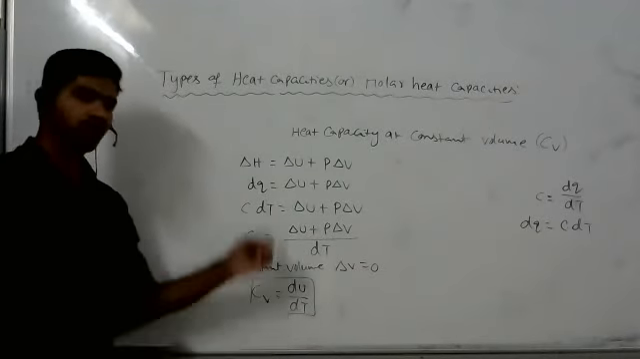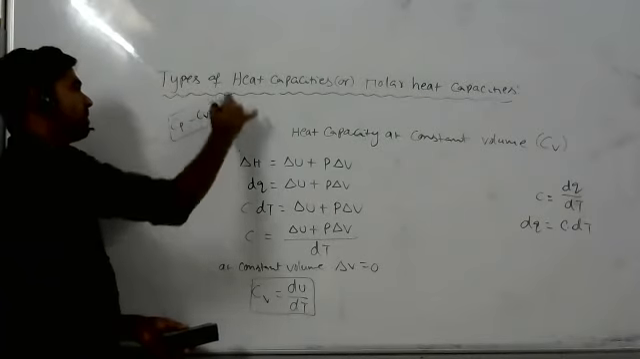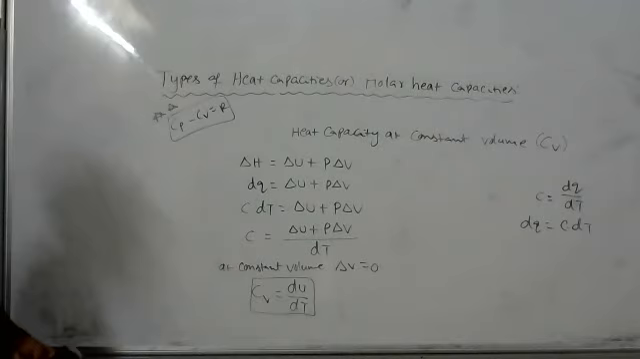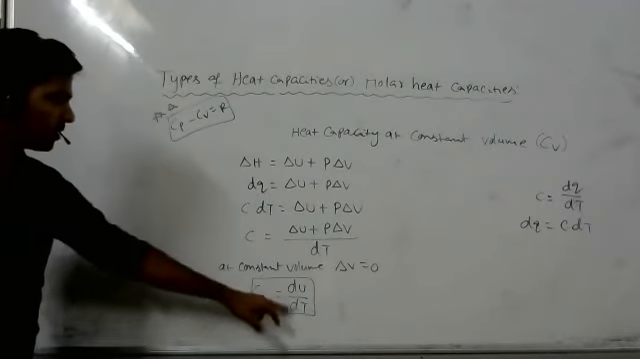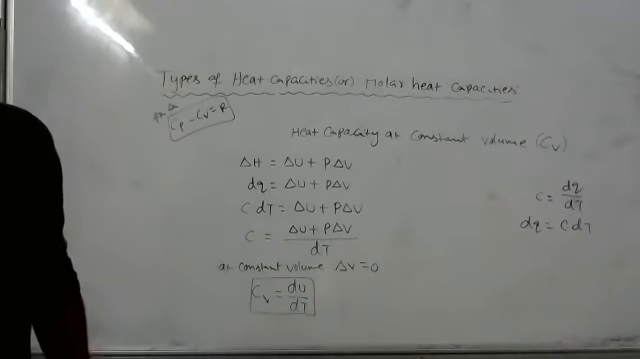We have one derivation, Cp minus Cv is equal to R. Very, very important. Very simple also. Frequently asked for 2 marks. Now I will derive that also. Now we got Cv is equal to dU by dT. Okay, next.